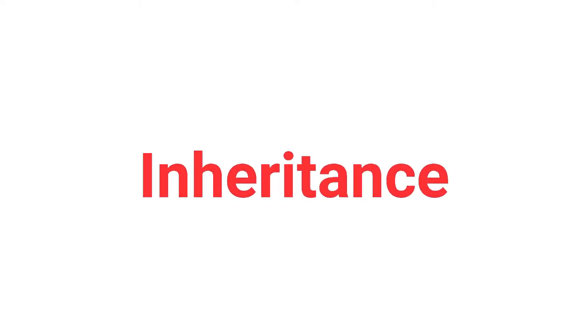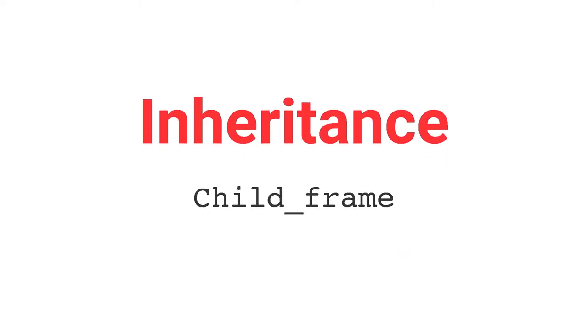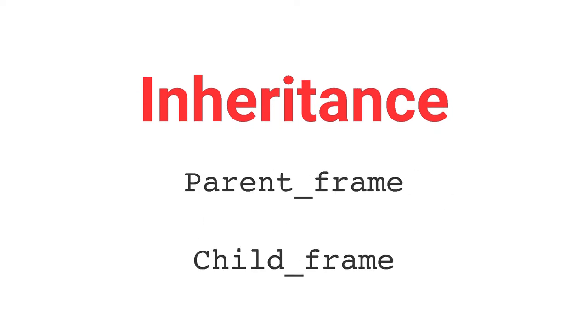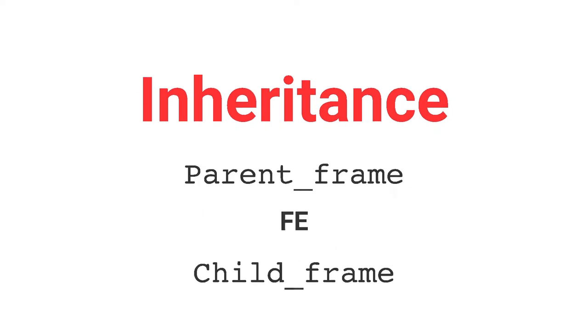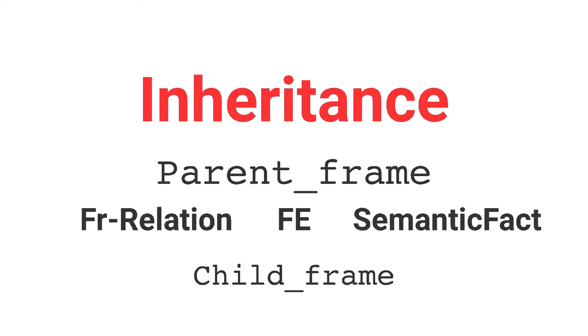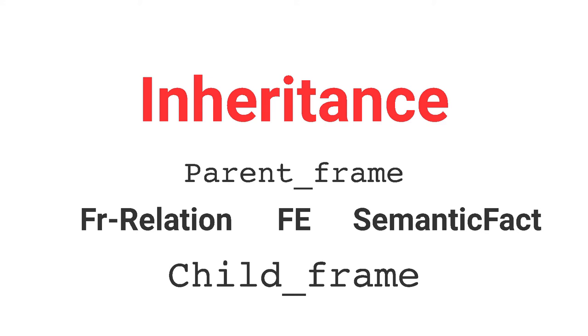The inheritance relation holds between a more specific frame that is taken as a subtype of a more general one. It means that each frame element, frame relation, and semantic fact in the parent frame must correspond to an equally specific or more specific match in the child.